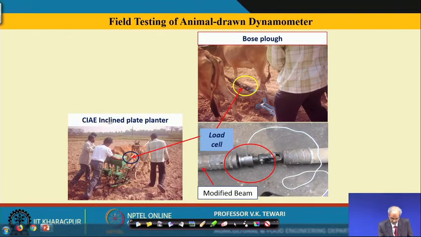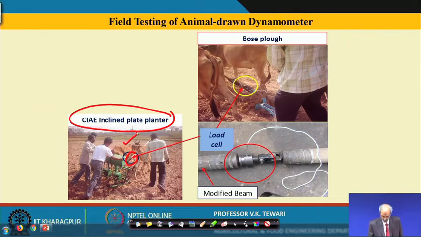Now, you see the CIA inclined plate planter. In this inclined plate planter we have used it at this location. You can see the power source, the block here, and this is the modified beam. The beam has been modified, and this is the universal joint hook, and this is the location of our load cell, shown over here as well.